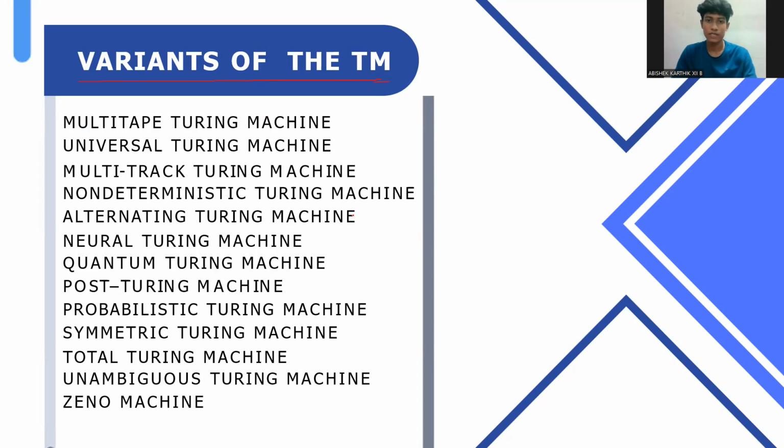They may make our lives easier during computation by reducing steps or making the process easy. But otherwise, they don't identify a language that cannot be identified by the original Turing machine. So we have multi-tape Turing machine, universal Turing machine, multi-track Turing machine, non-deterministic Turing machine, alternating Turing machine, neural Turing machine, quantum Turing machine, post-Turing machine, probabilistic Turing machine, symmetric Turing machine, total Turing machine, unambiguous Turing machine, Zeno machine.